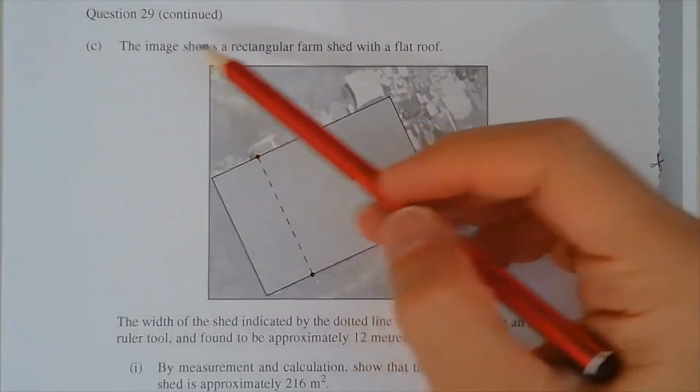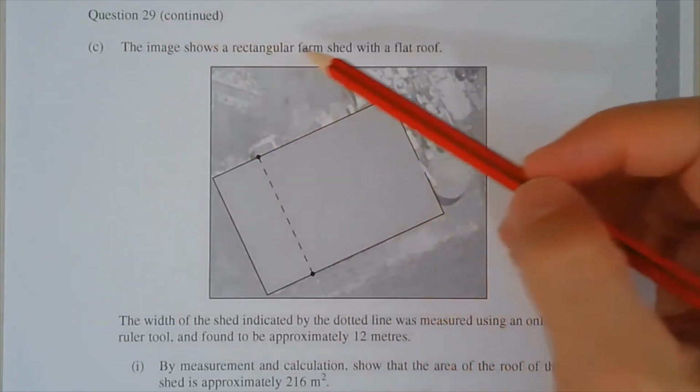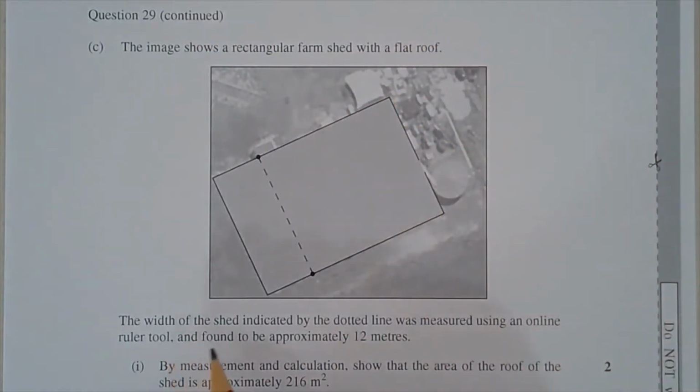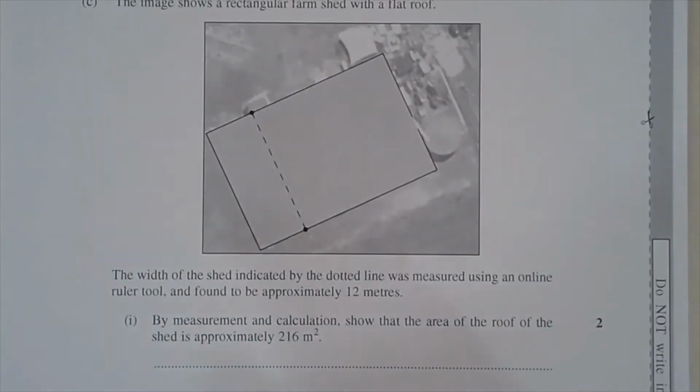Question 29c. The image shows a rectangular farm shed with a flat roof. The width of the shed indicated by the dotted line was measured using an online ruler tool and found to be approximately 12 meters. Part 1. By measurement and calculation, show that the area of the roof of the shed is approximately 216 square meters.